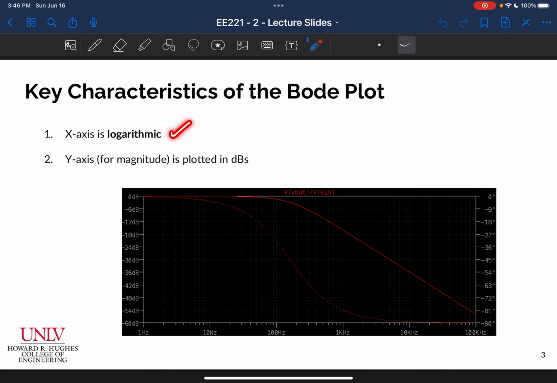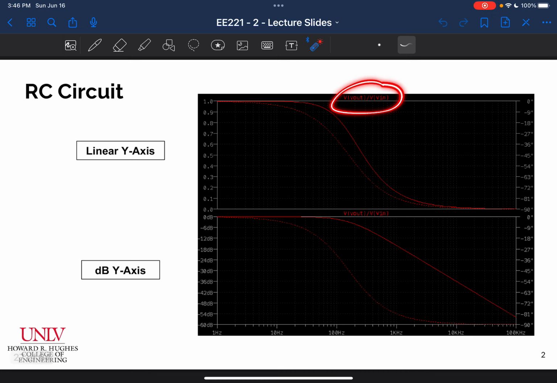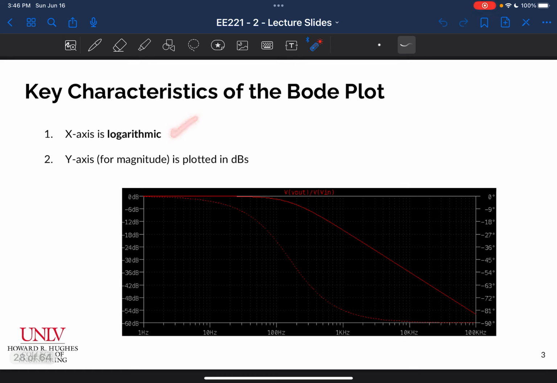Of course, the x-axis is logarithmic. We've already seen that, right? We said that it's the same ratio between tick marks rather than the same difference. We saw that that's the same case with the stuff we've already been doing up to this point. We were already using the logarithmic x-axis. What's new here is that the y-axis for magnitude is plotted in dBs, or decibels, okay? So again, dBs are decibels. I'll just write that out, decibels. You've probably heard of decibels in terms of sound or volume. There's a reason for that as well.